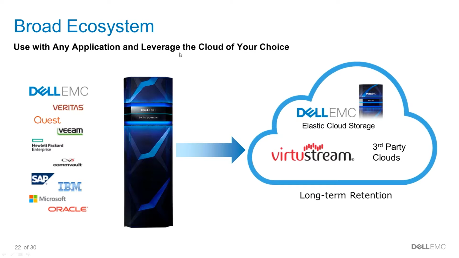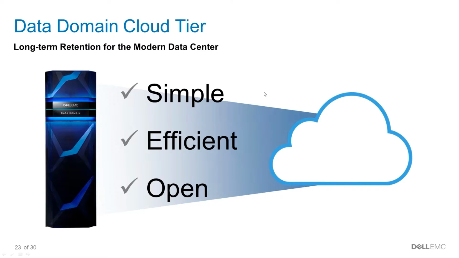So, broad ecosystem, again, used with any application, leveraging your cloud of choice. You can leverage Elastic Cloud Storage, VirtuStream, or third-party clouds for that long-term retention. And these are some of the applications that you can see it working with. So again, Data Domain Cloud Tier: simple, efficient, flexible, open. These are some of the points that are really important to call out on that cloud tier.